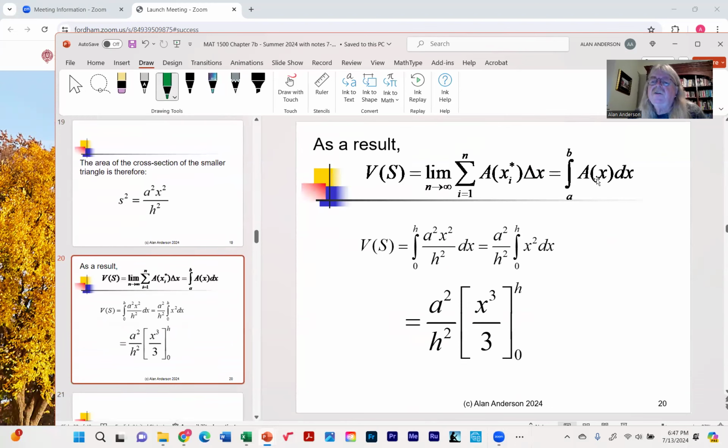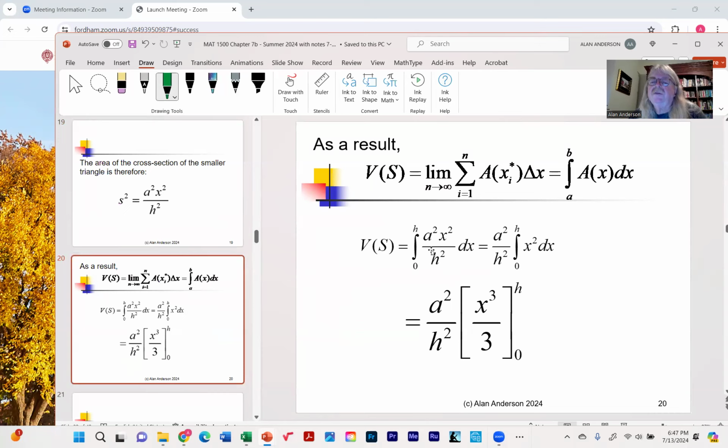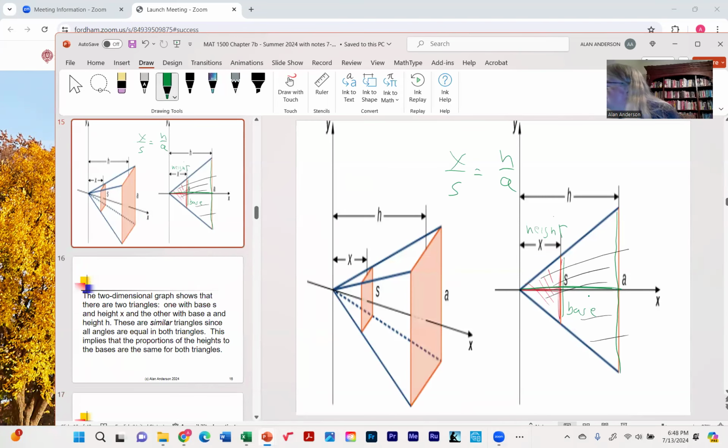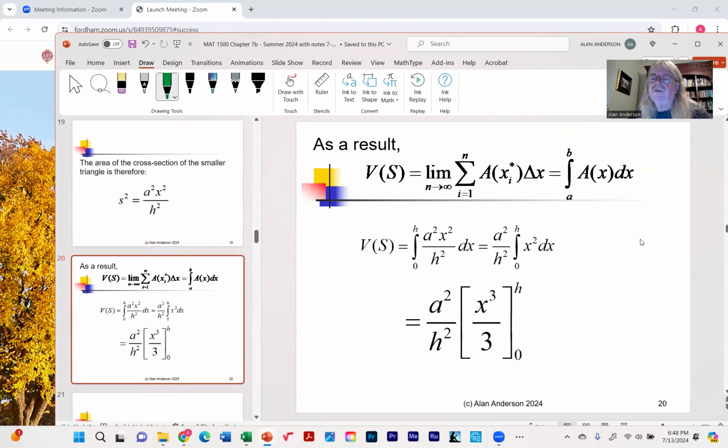So therefore, when you integrate the area using the slicing method, you're going to end up with a squared x squared over h squared, the integral dx. Well, the h and the a are constants, by the way, so we're just factoring them out, and we're integrating across h because h is the base of the larger triangle. So what you're basically doing is creating a series of these bases or slices, and an infinite number of them are being used to create this structure. And so that's why we have to take the integral.